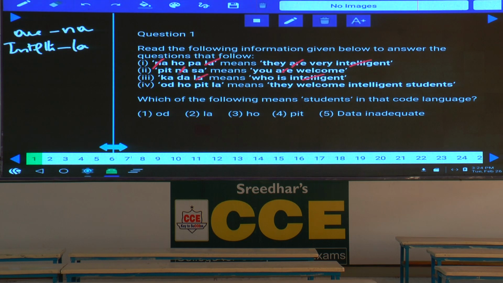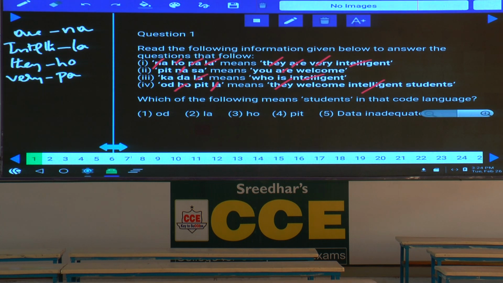Then the first and the fourth, if you compare these two, "they welcome intelligent student". Intelligent, you already know the code to this one, that is LA. And "they welcome students". They is the word which is common, and the code which is common between these two is HOPA. HO is common, and the code to the word they is HO. Now in the first statement, what is left over here is very, and the code which is left over is PA, so the code to the word very is PA, isn't it?